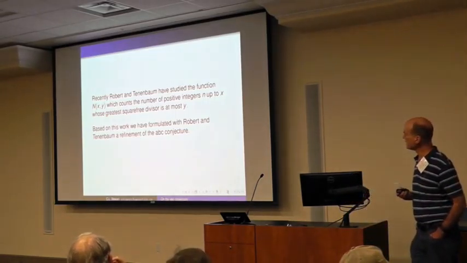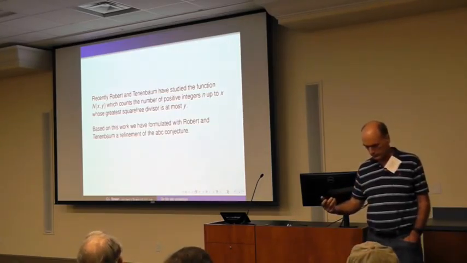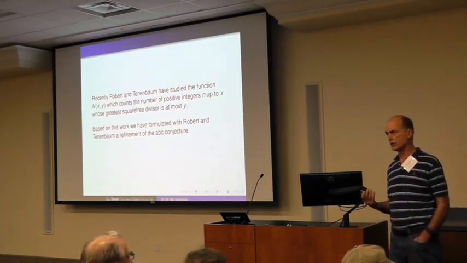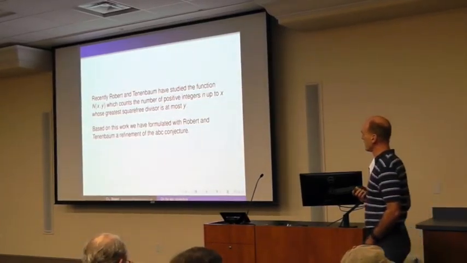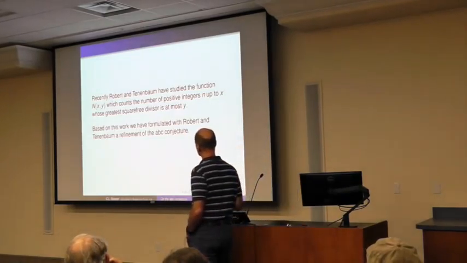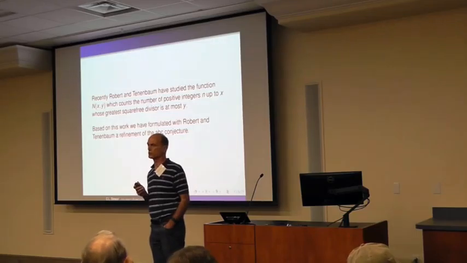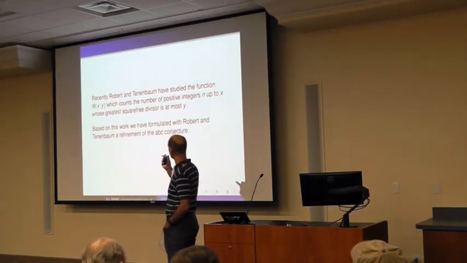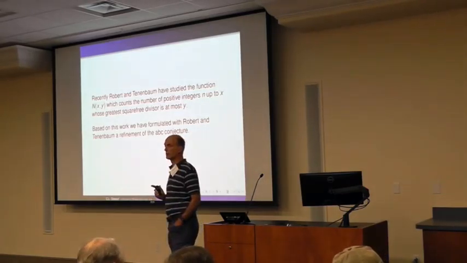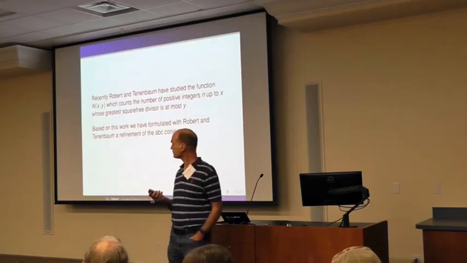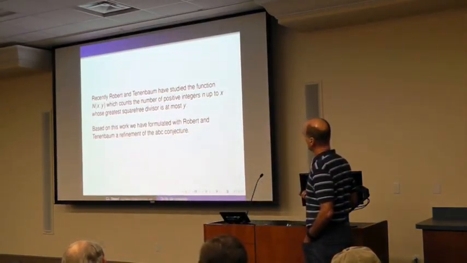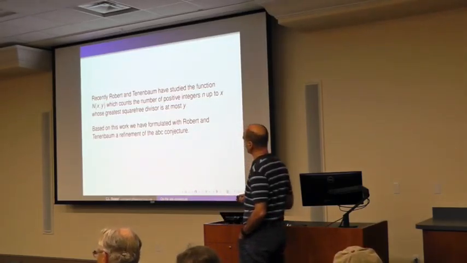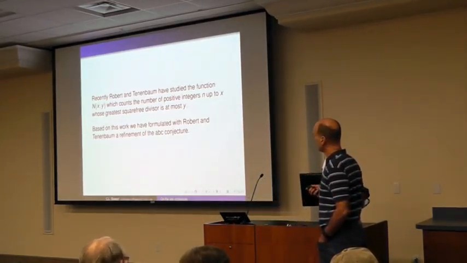Well, recently, Robert and Tenenbaum have made sort of heuristic arguments about the ABC conjecture. The natural function to look at, the one that needs information, is the function n of x,y, which counts the number of positive integers n up to x whose greatest square-free divisor is at most y. That's the obvious analog of an incredibly well-studied function, the psi x,y function, where instead of the greatest square-free divisor being at most y, one just says the greatest prime factor is at most y.